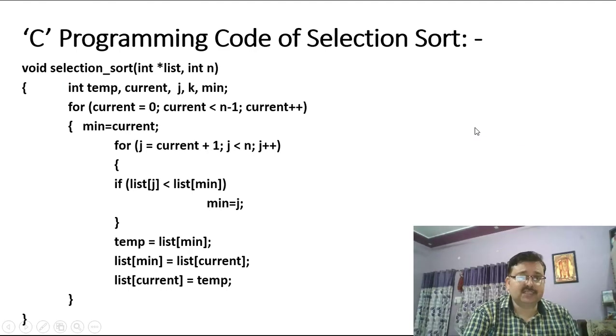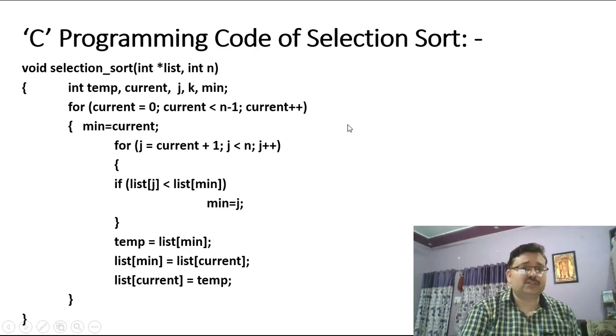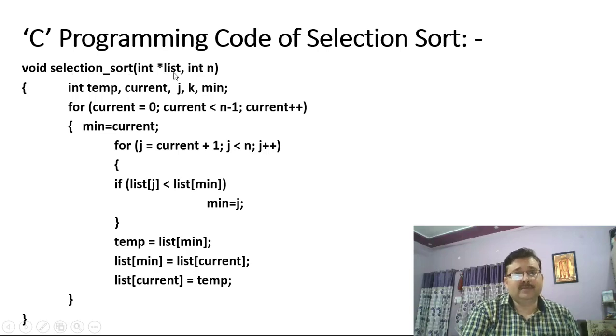Now, this is the C programming code of selection sort. We just created a function, the selection sort. You're passing the base address of the list or the array, and the total number of elements in the list. We're taking these integer type variables: temp, current, j, k, minimum, then a semicolon, the line terminator.